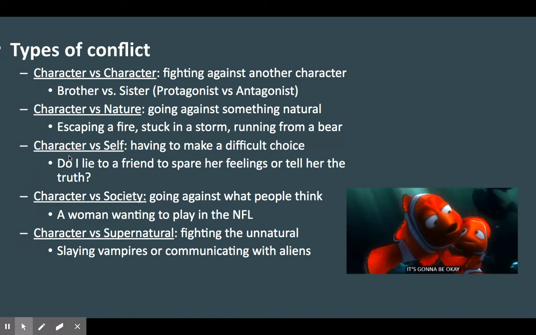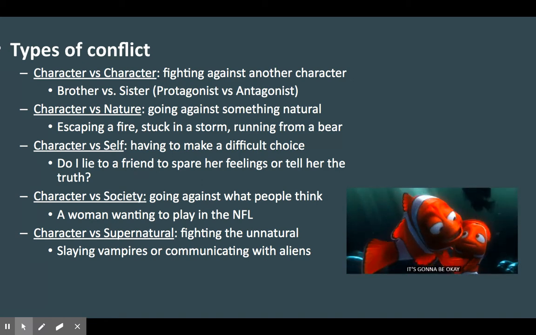Character versus self. So again, you're having to make a difficult choice. For example, Marlin kind of struggles with whether to leave Dory sometimes in this film or keep her with him. Another example is, do you lie to a friend to spare their feelings, or do you tell them the truth? Maybe they ask if the shirt looks nice on them and it really doesn't, but then you have that character versus self, more of that internal conflict.